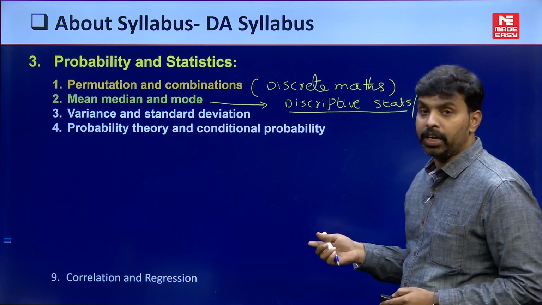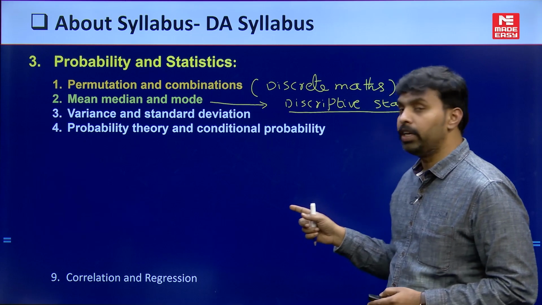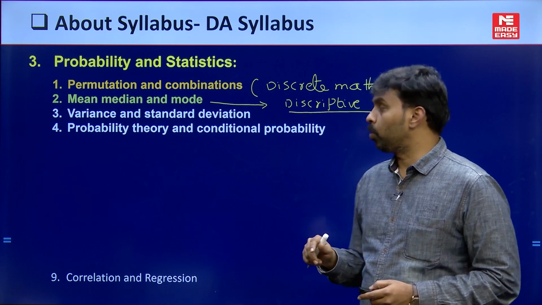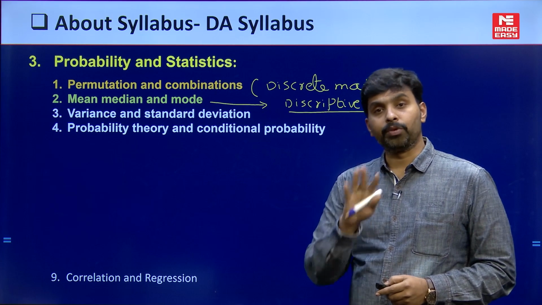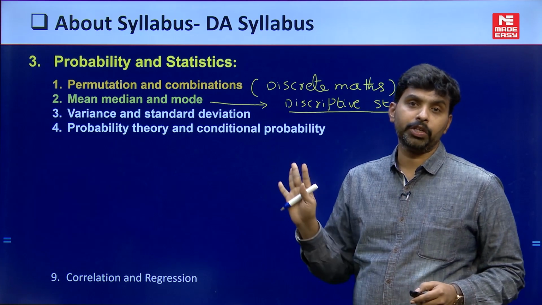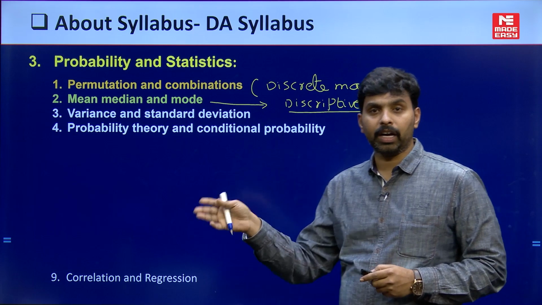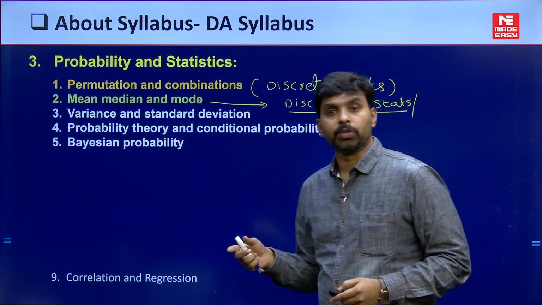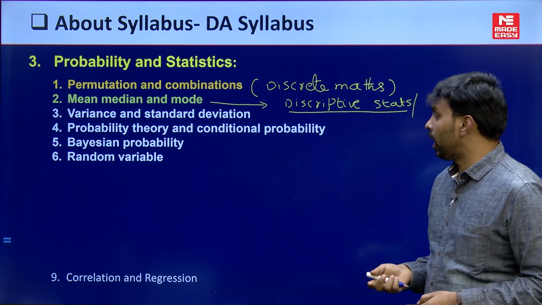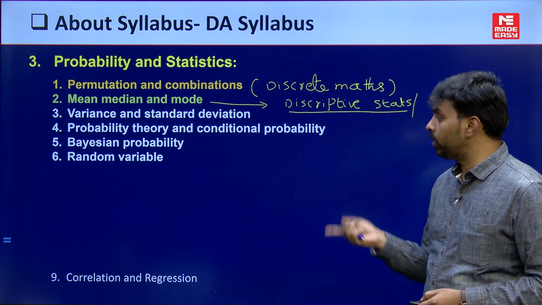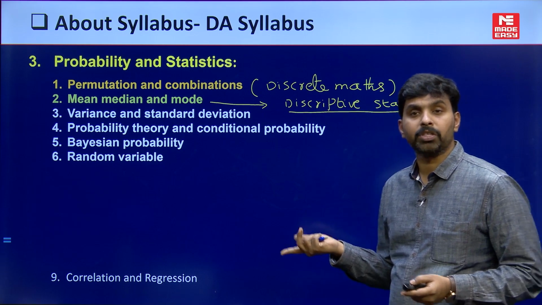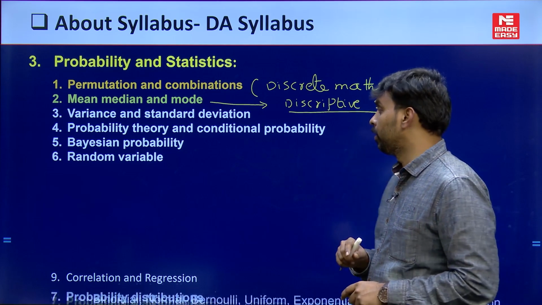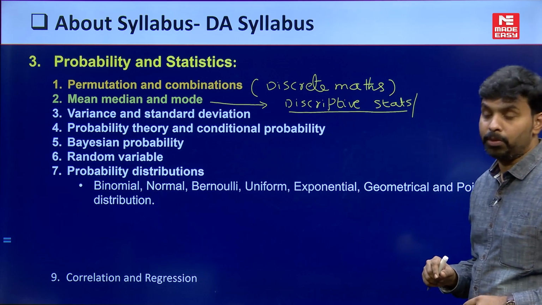And the probability theory, conditional probability. You will be getting all types of probability questions, including conditional probability and everything, like in other papers. Then Bayesian probability, that is Bayes theorem. And the next one is random variables. Random variables are of two different types, discrete and continuous random variables, and you need to cover all of these things.